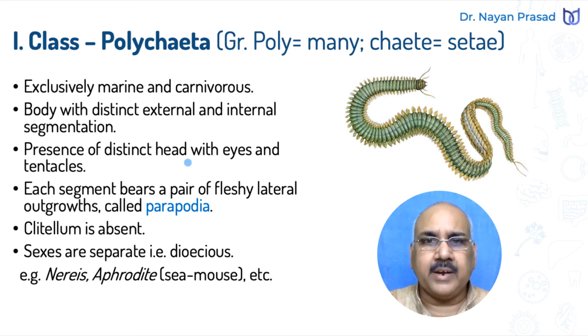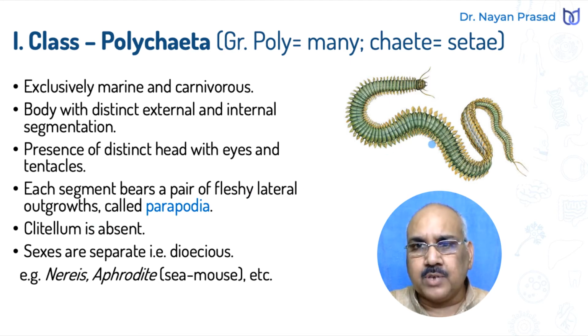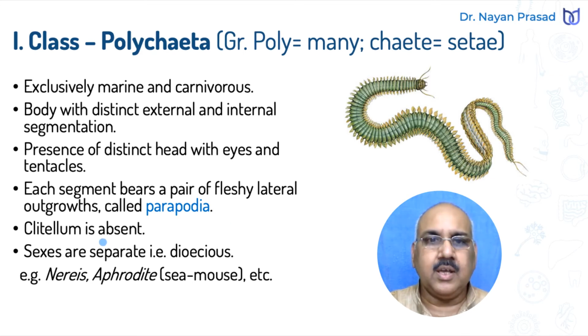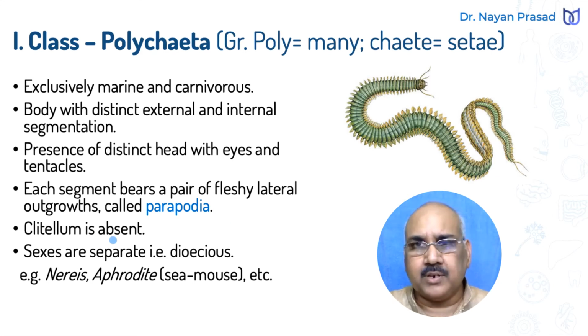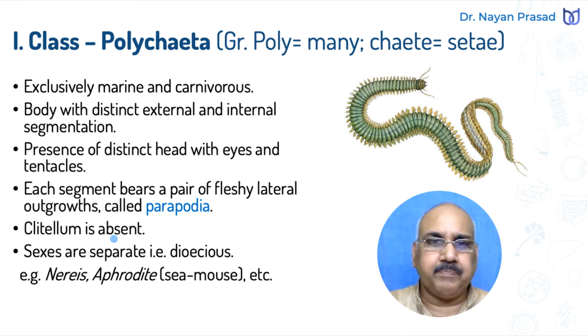Presence of distinct head with eyes and tentacles. So the anterior end of the body is very distinct. This is called the head, in which the sense organs are there, sensory structures like tentacles and eyes. Each segment bears a pair of fleshy lateral outgrowths. The fleshy lateral outgrowths are called parapodia. These are unjointed, lobe-like structures. In them, clitellum is absent. Clitellum is a glandular structure. We shall see them later.